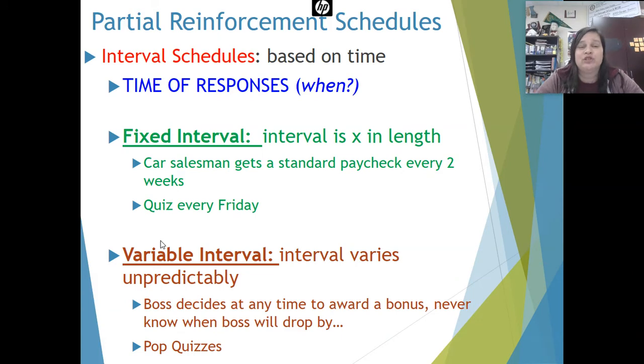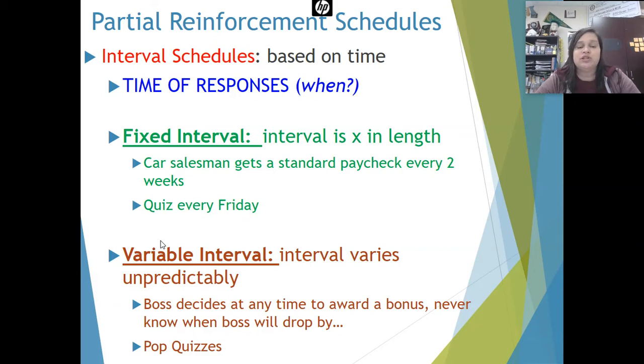Our other partial reinforcement schedules are interval schedules, and these are based on the amount of time. When will the response happen? In a fixed interval, it's always the same amount of time in between responses. So let's say that a car salesman gets a standard paycheck every 2 weeks, or anybody. If you always get paid every 2 weeks, that's a fixed interval. There's always 2 weeks, the amount of time in between when you get paid. If we get a quiz every single Friday, that would be a fixed interval. It's always the same number of days in between the quizzes.